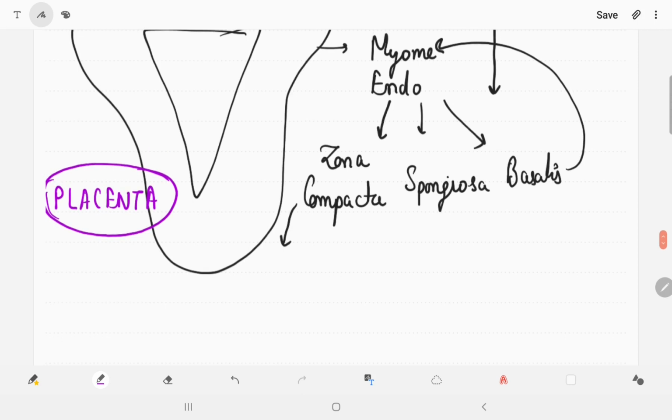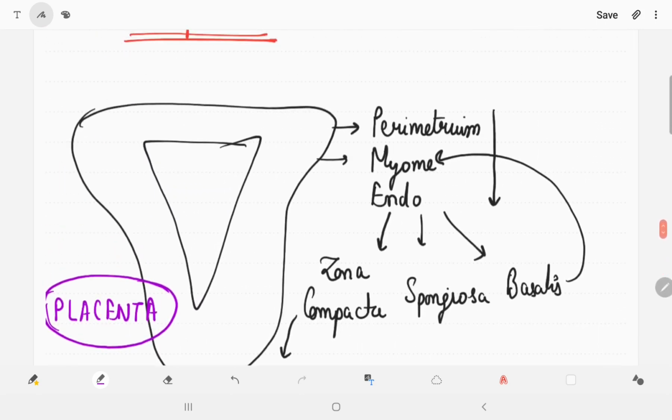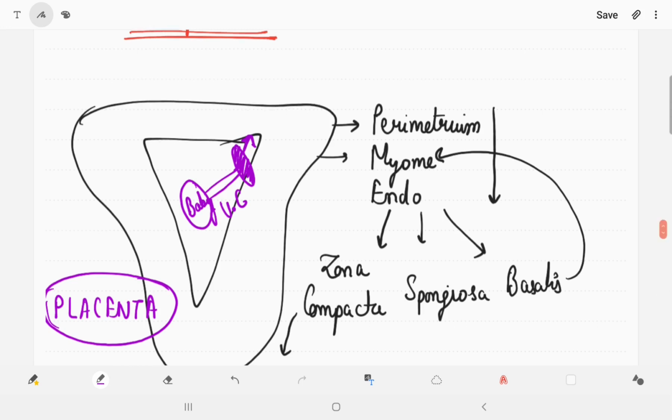So, I want you to understand roughly that if I take this to be the cavity, this is the baby that we have already formed. The baby has an umbilical cord. This umbilical cord is attached to the placenta, and the placenta in turn is attached to the uterus. This is the diagram that I roughly want you to understand. So, now let's look at the placenta.